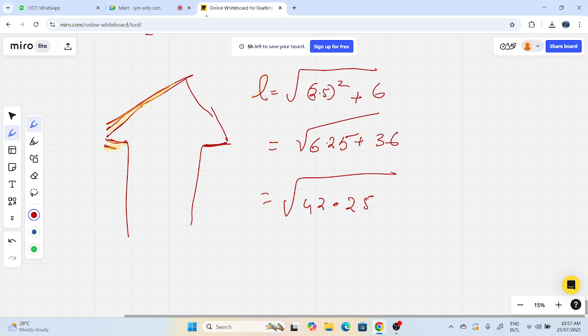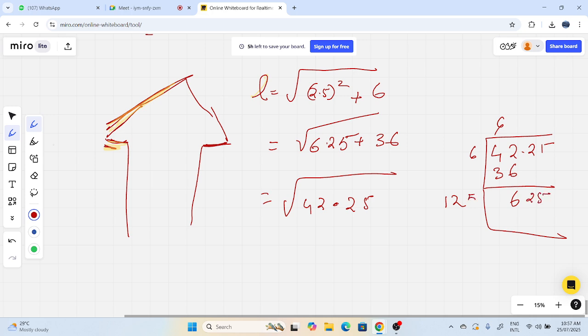You found it? Wait, let me see. 42.25. 6 sixes are 36. So this is 6, so this becomes 12. Yeah, correct. So 5.5. Very good. So that is 6.5.